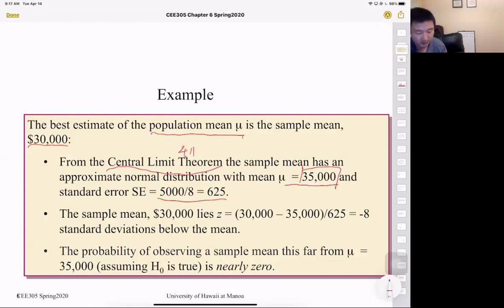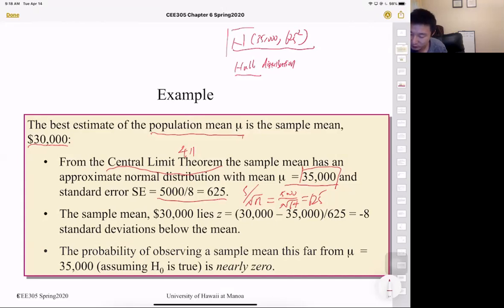The standard deviation is equal to the population standard deviation divided by the square root of the sample size. So it's 5,000 over the square root of 64, so that's 625. So this is a normal distribution that the sample mean should follow if we assume H0 is true. There's a name for that: it is called the null distribution, because if we assume the null hypothesis is true, that is the distribution it should follow.